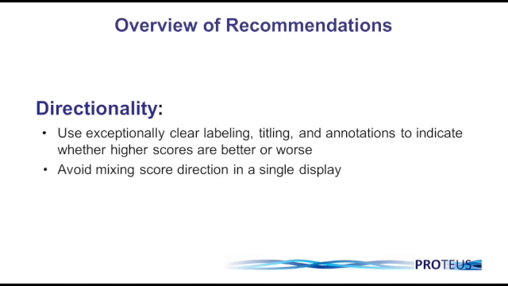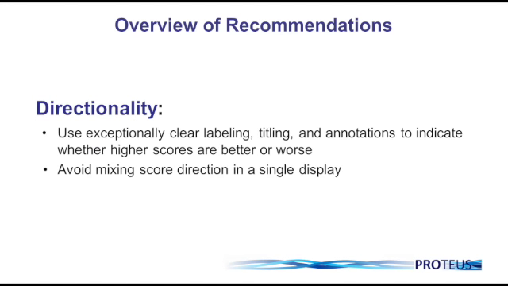One of the key issues to address in the presentation of PRO data is how to display variations in directionality. That is, how to aid interpretation when higher scores are better for some domains, such as physical function, but worse for other domains, such as pain. There are two general recommendations for addressing directionality.